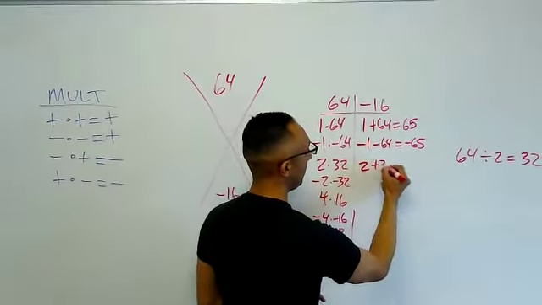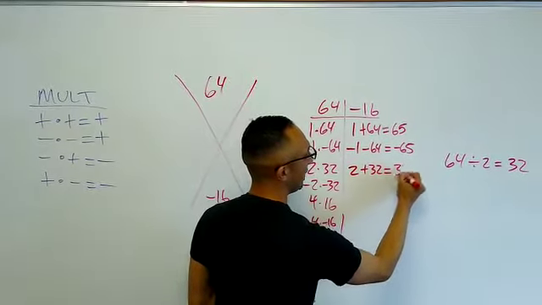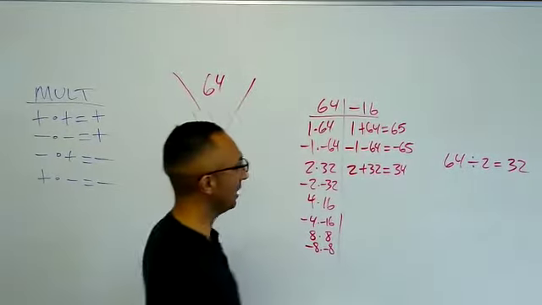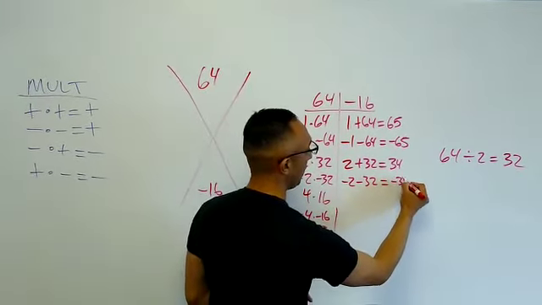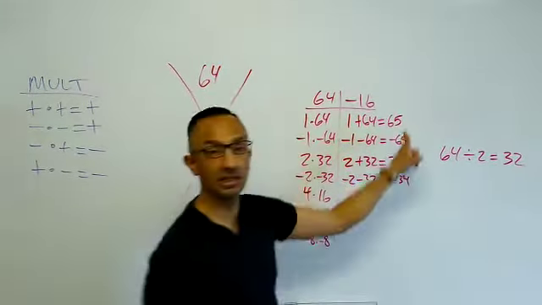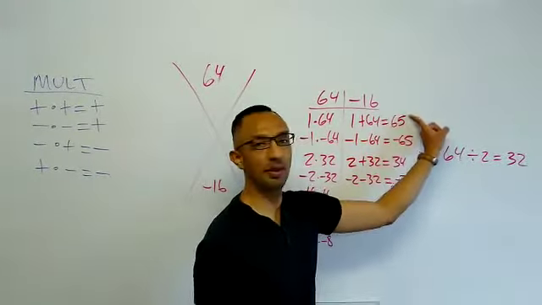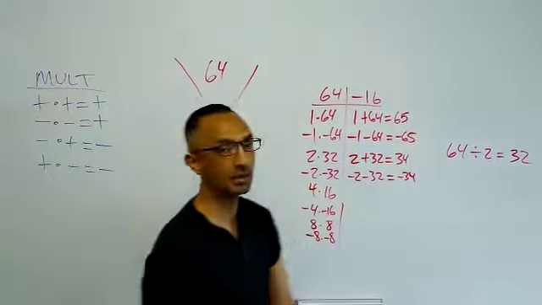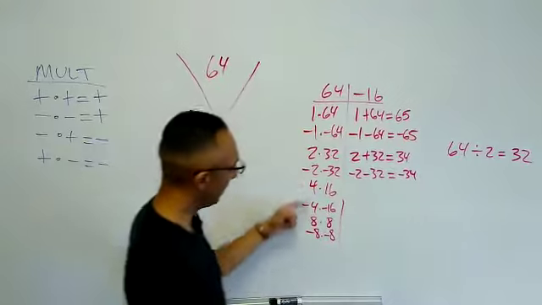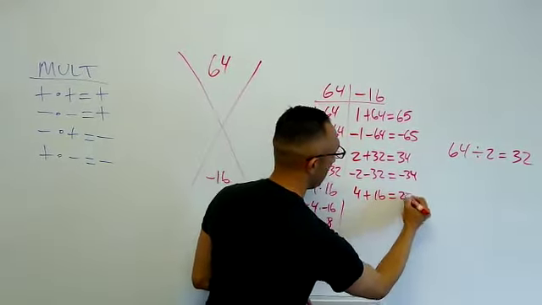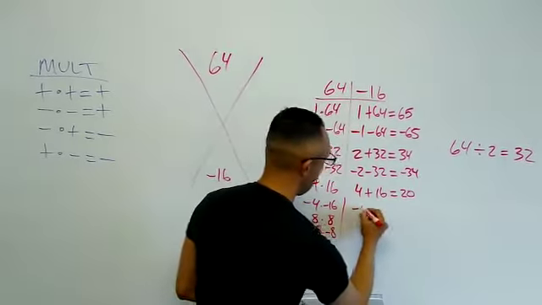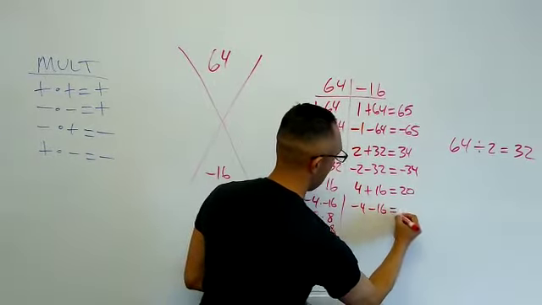We're going to continue here with 2 plus 32. That gives me 34. Doesn't work out. Negative 2 minus 32 equals negative 34. Notice how the pattern continues here. Same number but with opposite signs. That didn't work out. Let's continue with these. 4 plus 16, that's 20. Doesn't work out. Negative 4 minus 16 equals negative 20.